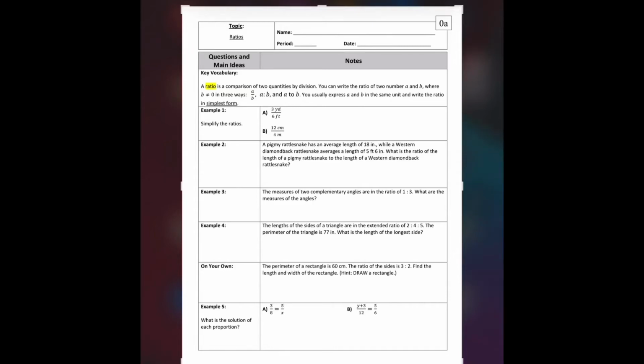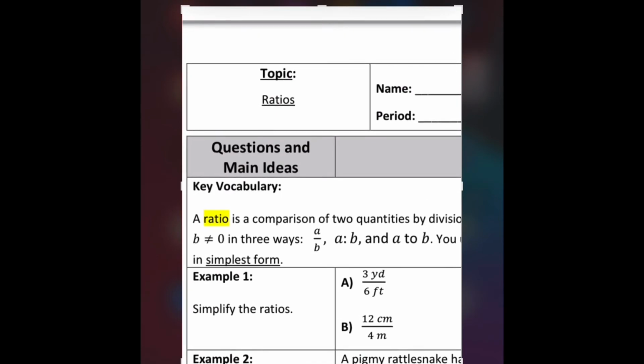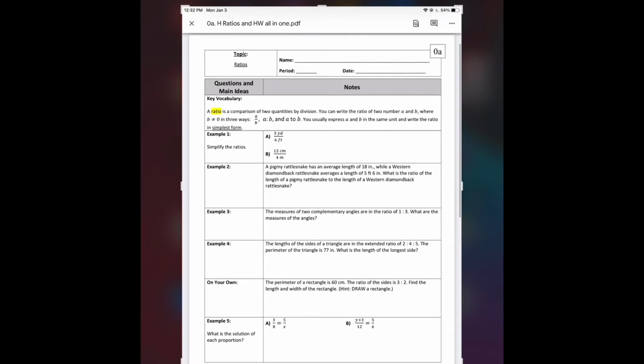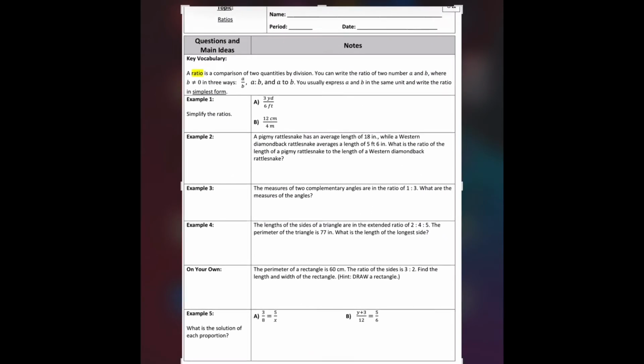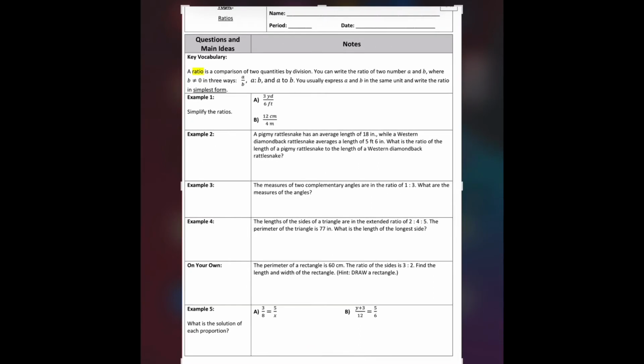All right, everyone. So today we're going to be talking about ratios. Let's talk about the key vocabulary here. A ratio is a comparison of two quantities by division. You can write the ratio of two numbers, A and B, where B is not equal to 0, in three ways: A over B, A colon B, and A to B. And these are usually still said as A to B, even when you have the colon there.